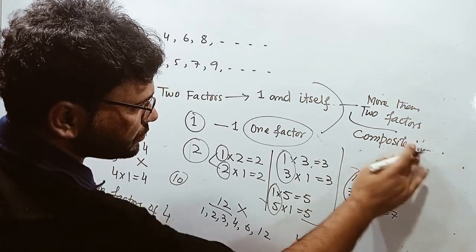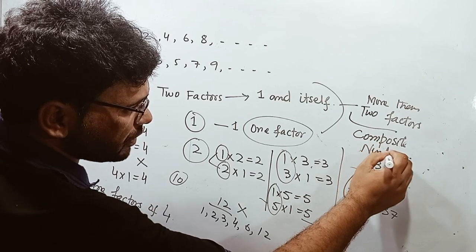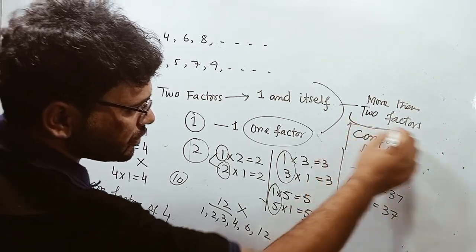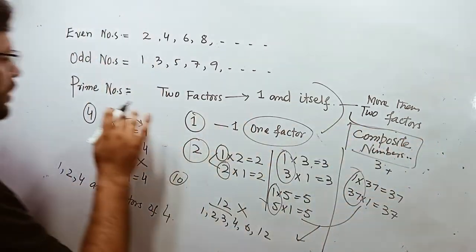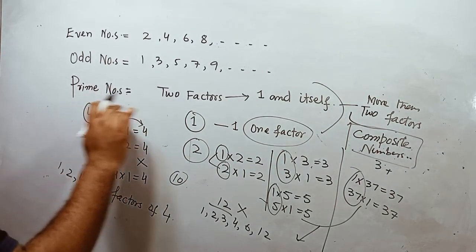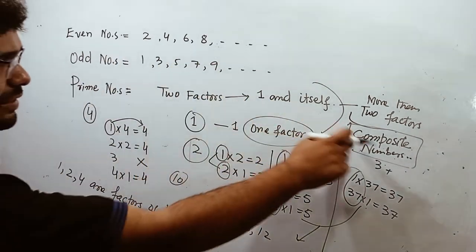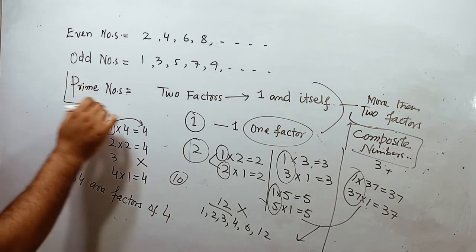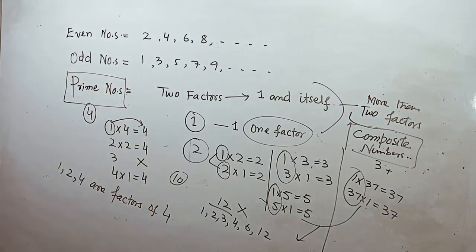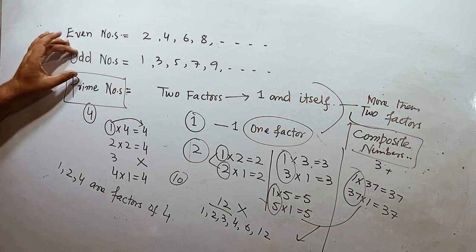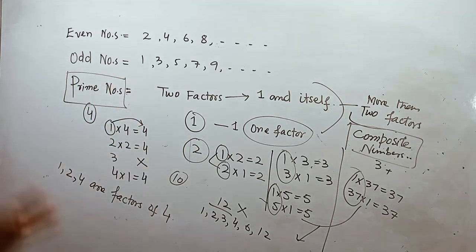Numbers are called composite numbers. So you should understand this. This is prime number and this is the composite number. Prime number and composite number, you should understand. This is very simple to learn. First understand even numbers, odd numbers, prime numbers and composite numbers.